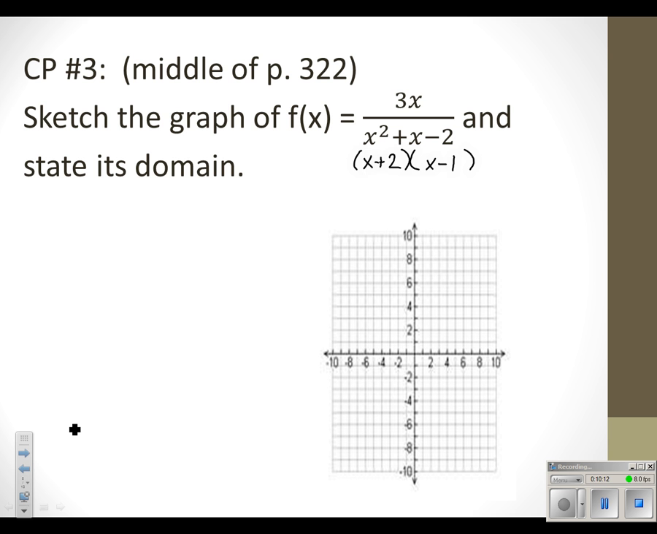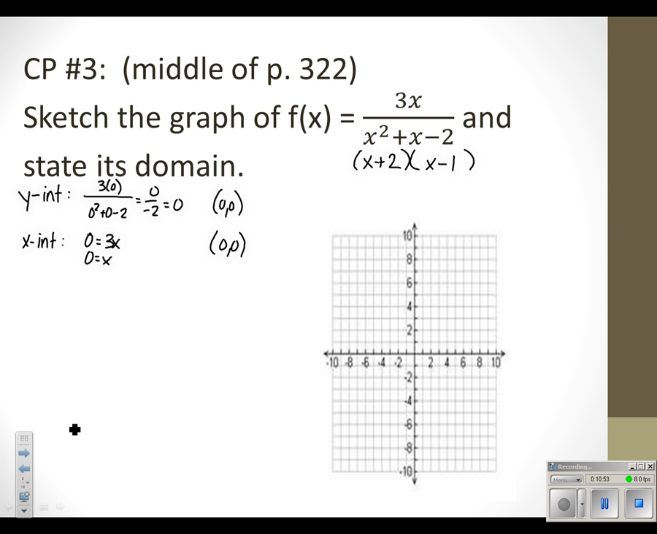So when we're taking a look at this one, the y-intercept, we still find that the same way. Put your zeros in. We're going to get 0 over negative 2, which is 0. So our y-intercept is 0, 0. X-intercept. We're just looking at 3x. So dividing both sides by 3, we get 0 equals x. That intercept also ends up being 0, 0.